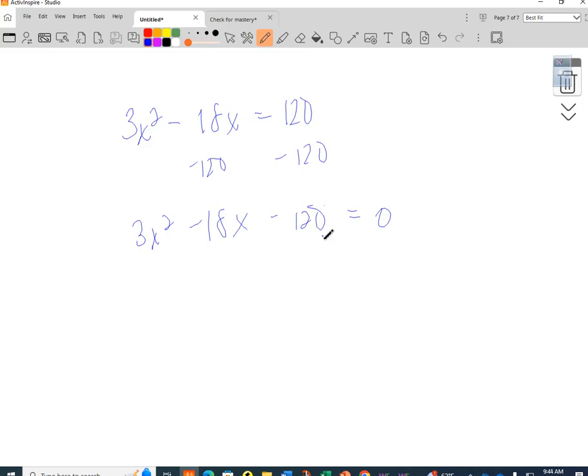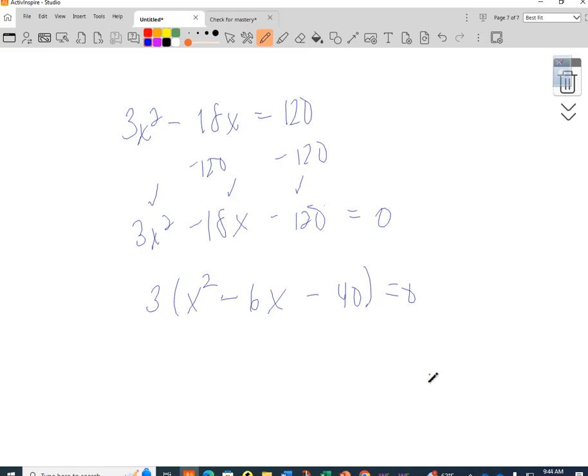3 is a factor of itself. 3 is a factor of 18 because 6 times 3 is 18. And 3 is a factor of 120 because 3 times 40 is 120. Make sense? So we're going to factor that out. If we factor out a greatest common factor that's not a variable to solve an equation, then we don't have to mess with it once we factor it out. So we can forget about this 3 now. Did I make a mistake here? Let's make sure. 3 times x squared is 3x squared. 3 times negative 6x is negative 18x. And 3 times negative 40 is negative 120. So far, so good?